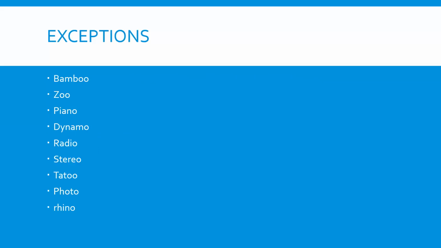Look at bamboo, zoo, piano, dynamo, radio, stereo, tattoo, photo, rhino. They all end with an O, right? But we cannot add ES. We have to add only an S. Bamboos is B-A-M-B-O-O-S. Similarly, zoo is zoos. Pianos. Also, for the rest of the words, you just add an S. These are exceptions. Every rule has a lot of exceptions in English, isn't it?